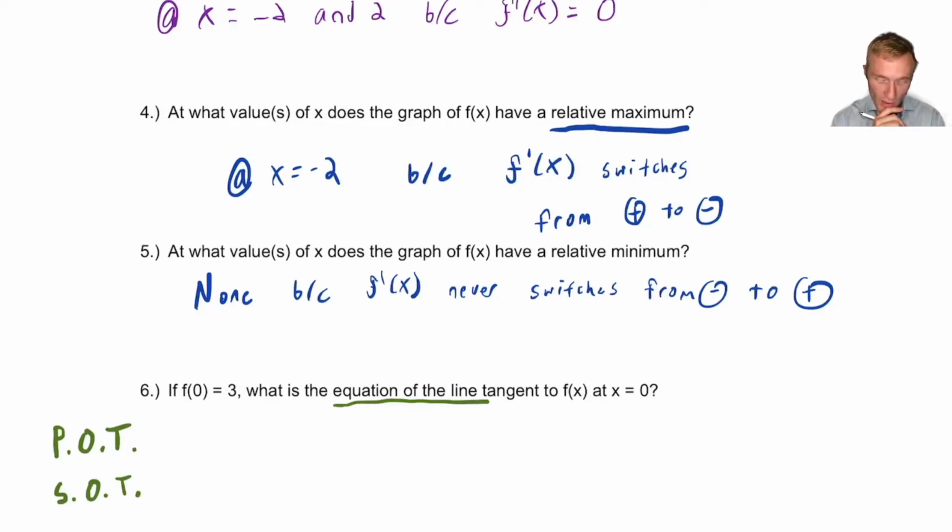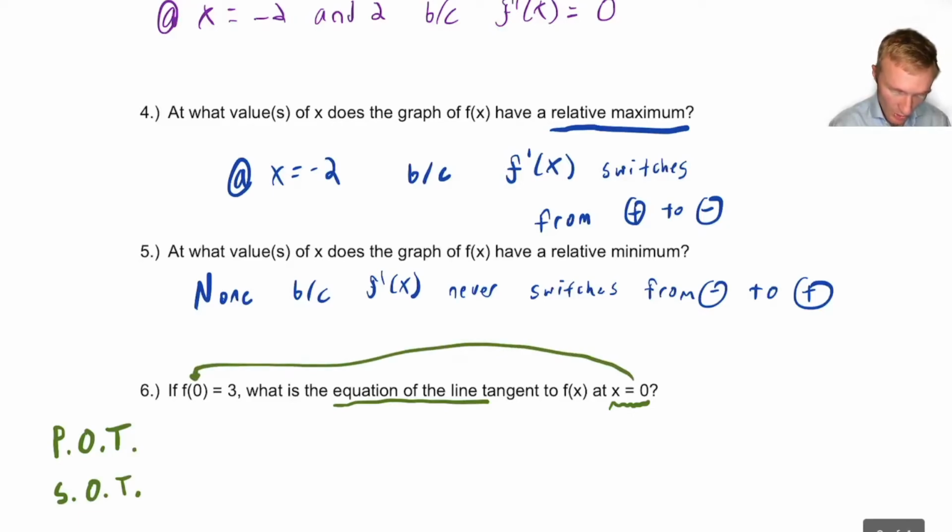What is the equation of the line tangent to f of x at x equals 0? First thing we need is a point. When x is 0, what's y? X comma y. Hey, they told us. We don't have to do any work here. They told us f of 0 is 3. (0, 3).